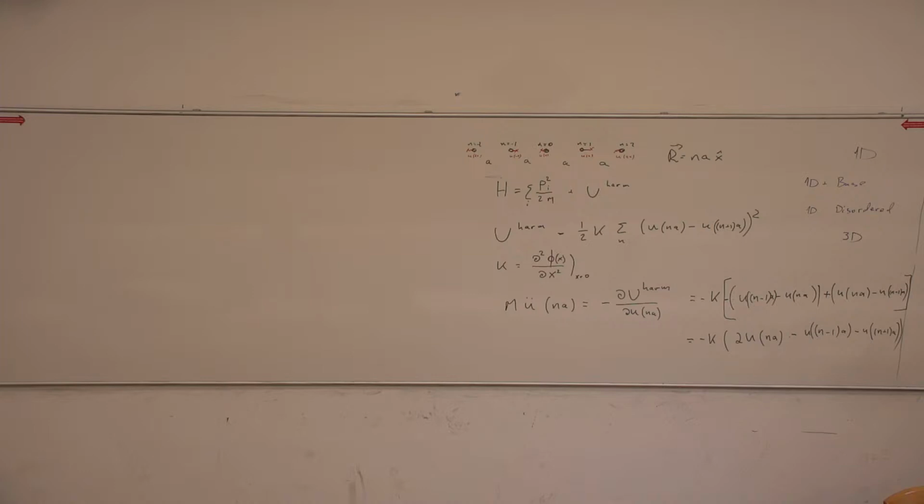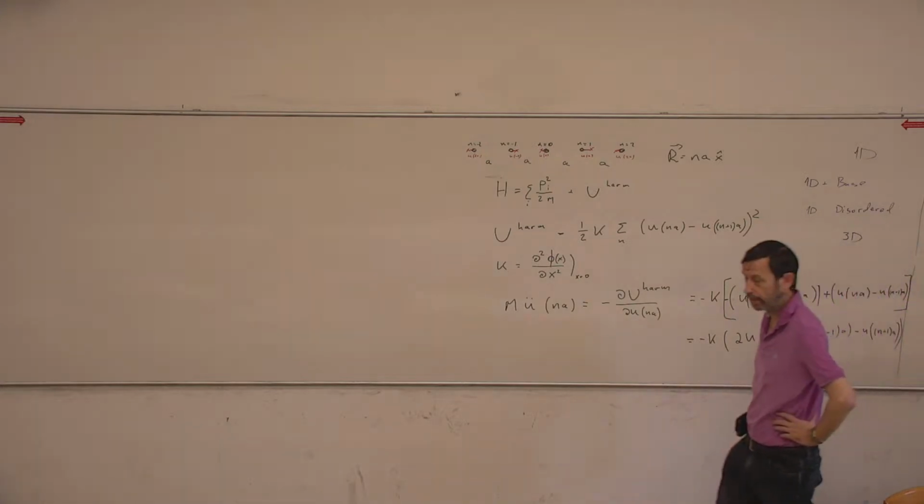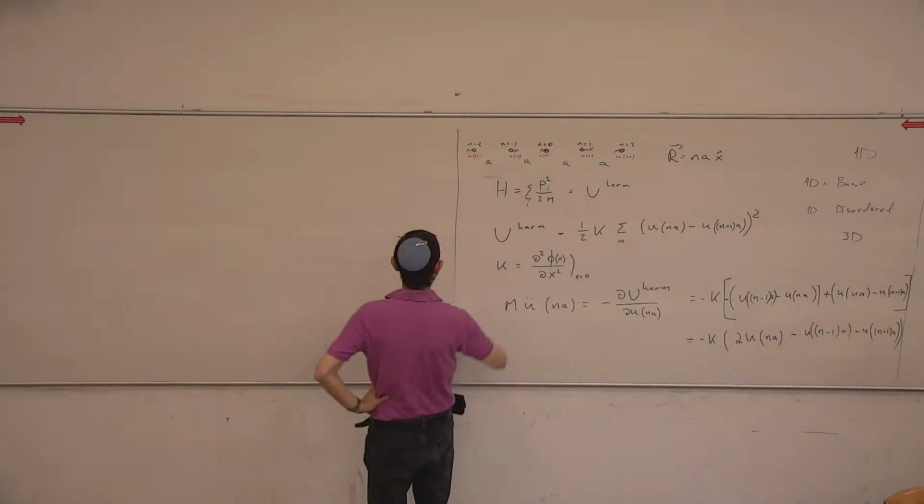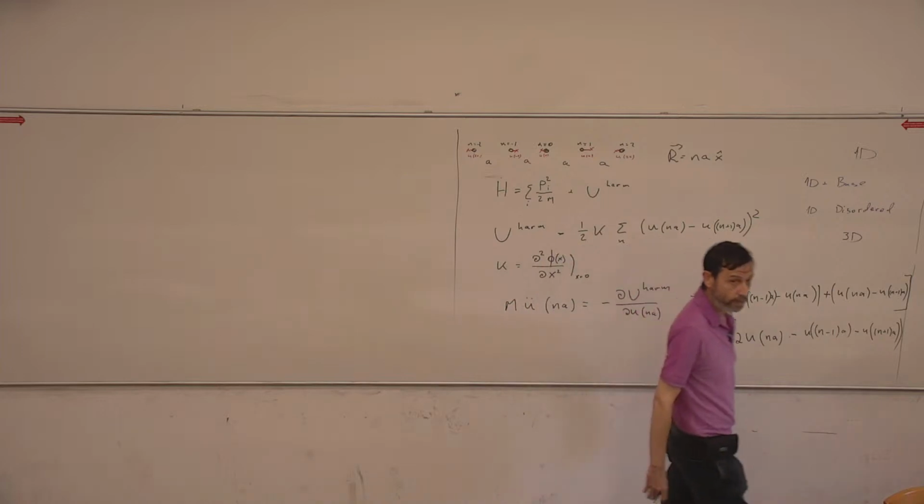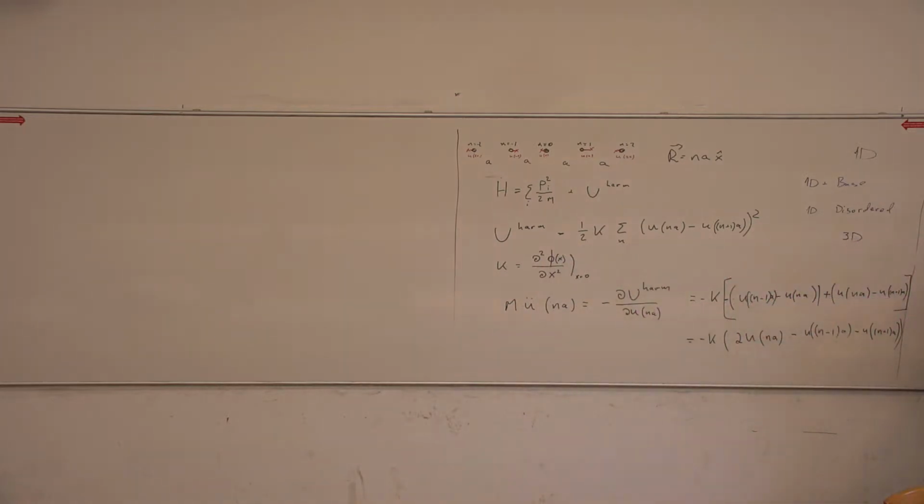If I'm looking at this form, can someone tell me what it is? Yeah, exactly. It's the second derivative of space if I wasn't in a discrete system. This is a discretization of the second derivative of space. Okay, but since the lattice is discrete, we have here a discrete form.